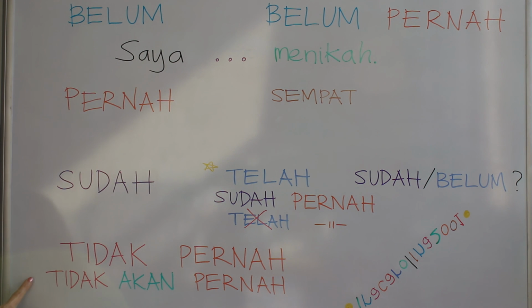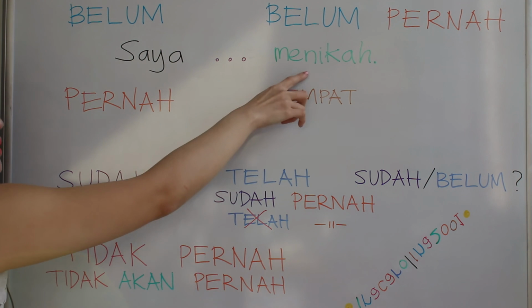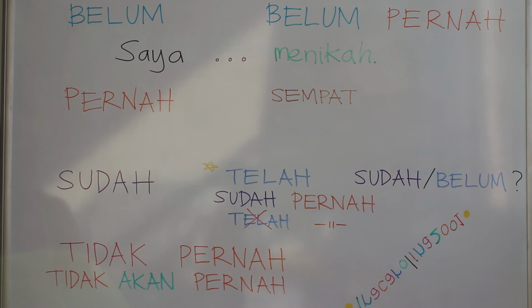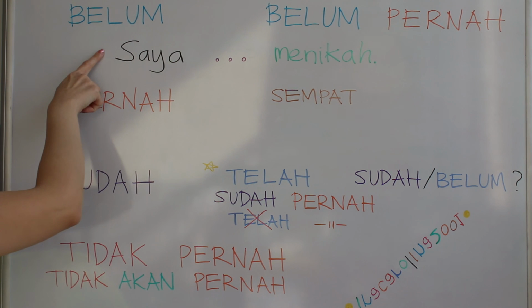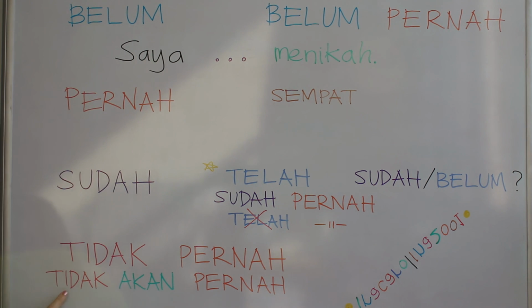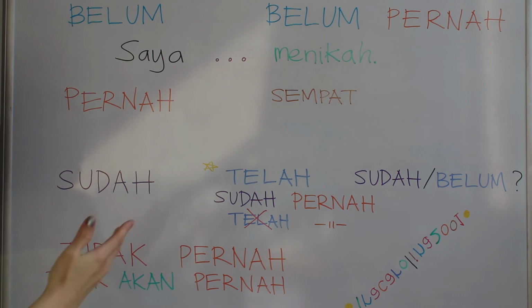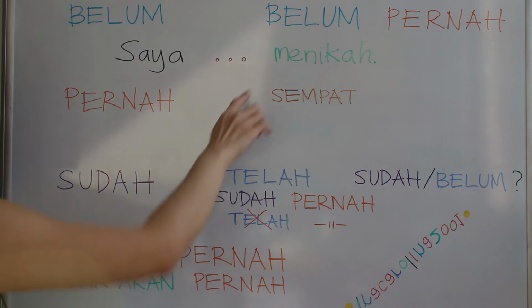Saya tidak akan pernah menikah. Saya, I, tidak akan pernah. Tidak is no or not, akan is will, pernah is ever. It means I will never, I will not ever be married.